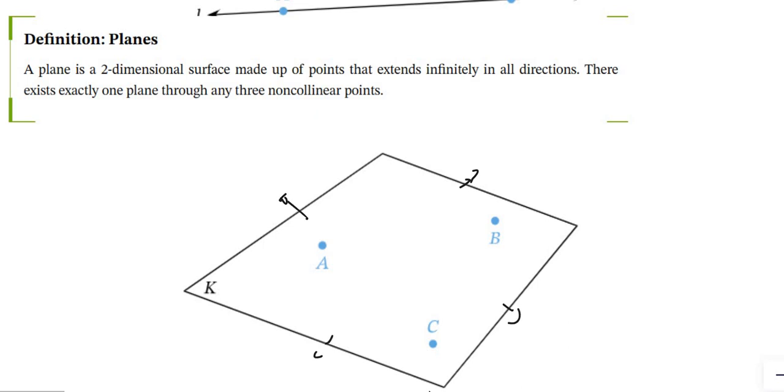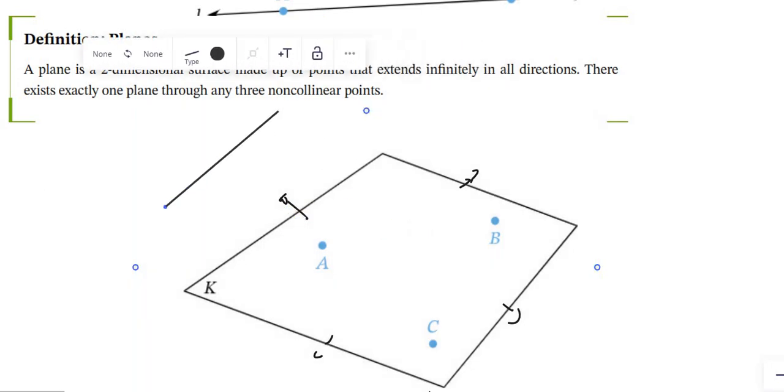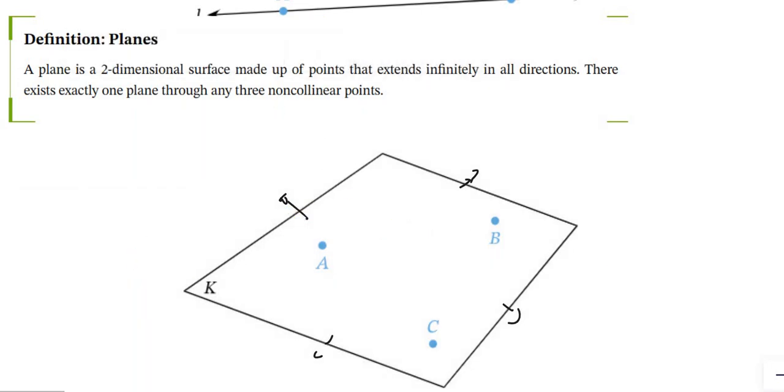And what does it mean, any three non-collinear points? Three non-collinear points means that they're not in a line. Like there is not a line that can connect all three dots. Okay, because if a straight line connects A and B, it doesn't connect C. If a straight line connects A and C, like this straight line, it doesn't connect B. Okay, so a plane is a two-dimensional surface made up of points that extends infinitely in all directions.